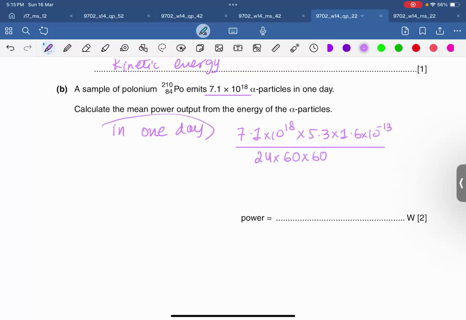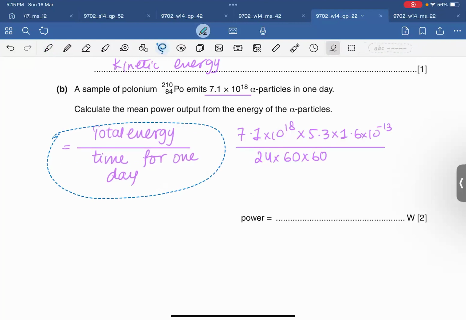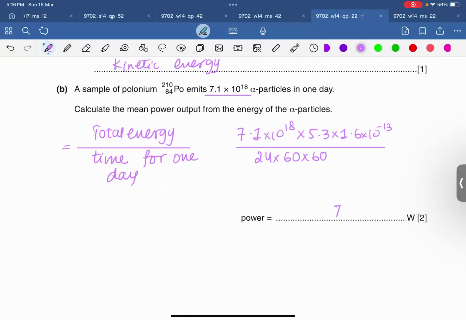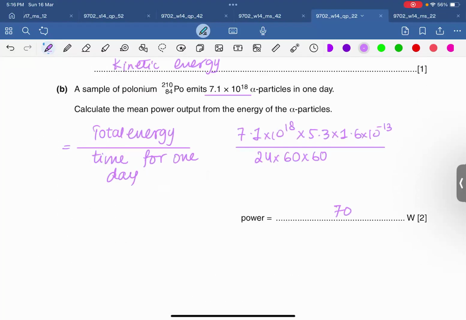So basically you have total energy divided by the total time, one day. Okay, let's go. So you get 69.68, 69 point, okay, 70. 70, perfect. Okay, that's it, done.